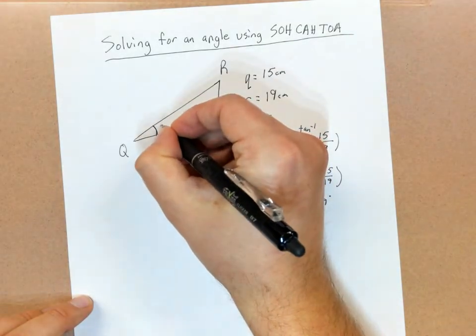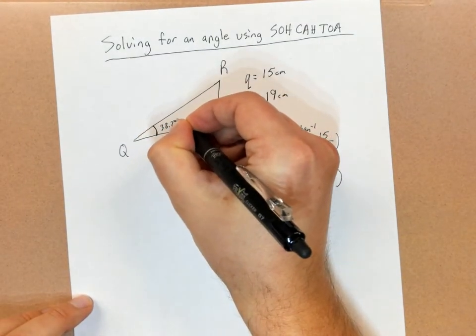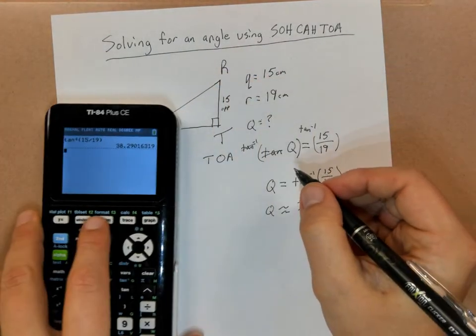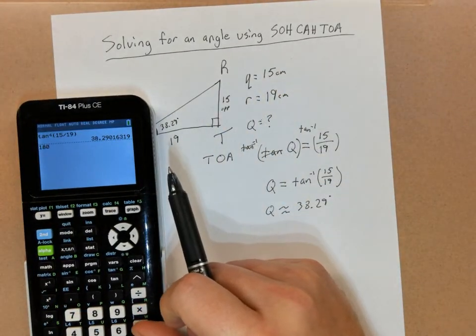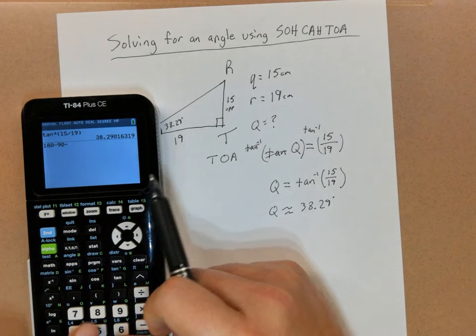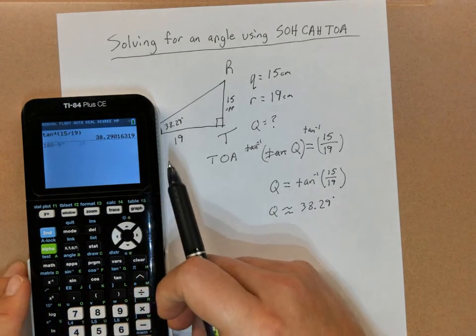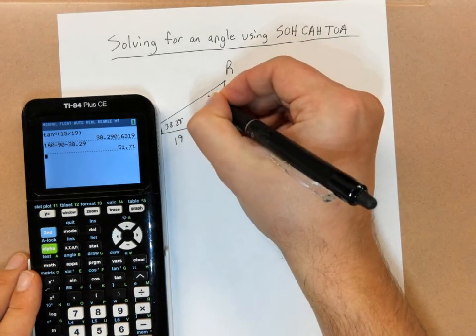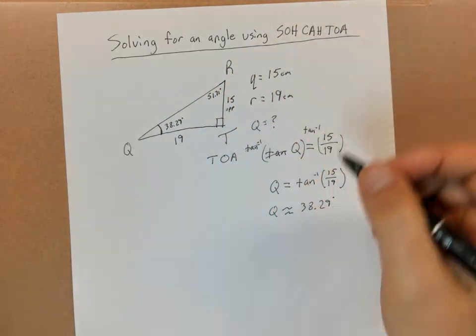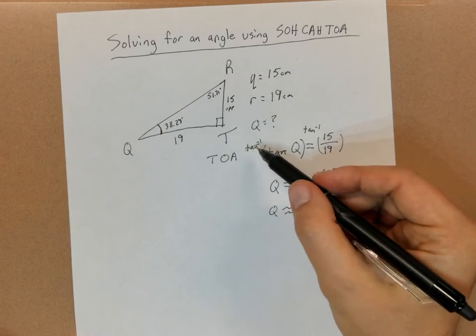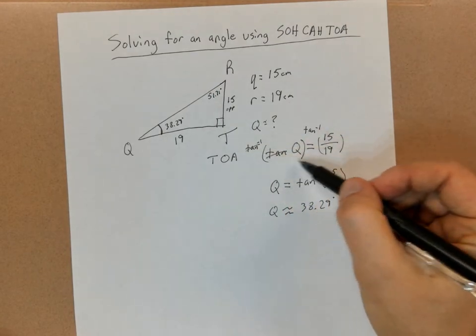And then you can just use some subtraction to find the other angle here. So if this is 38.29 degrees, to find angle R, I know that all of these need to add up to 180, so I can do 180, I'll subtract 90, and I'll subtract the 38.29. And you should get angle R to be about 51.71 degrees.